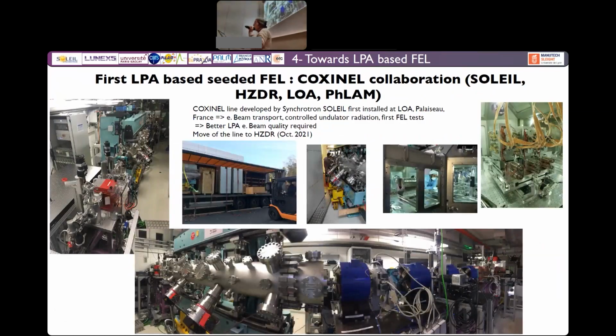So with the experiment at LOA, actually we tried for the FEL, but the electron beam parameters were a bit too far from what was needed. So we considered the beam parameters from the Dresden experiment, and they made some new measurements.